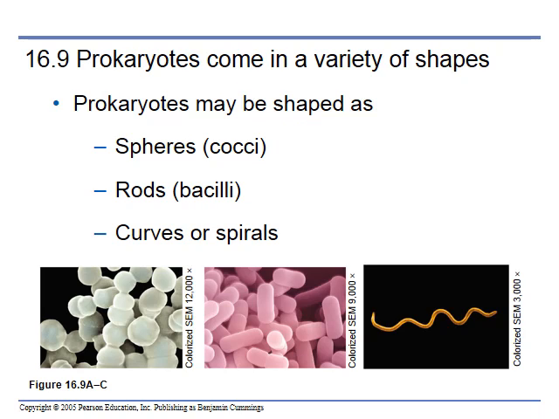Okay, prokaryotes come in a variety of shapes. You have the cocci, which are these little circular ones right here. They're going to be like little balls. All right, bacilli look like little rods right here. And then they can also look like little curves or spirals over here.